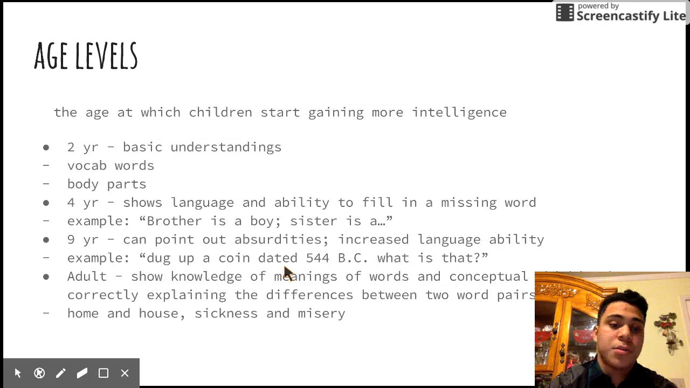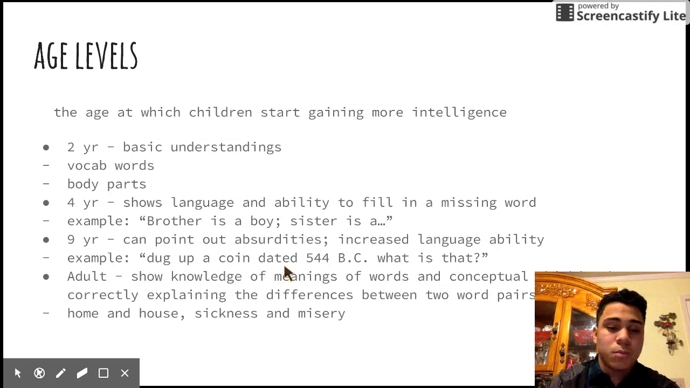Starting at 2 years, it's just basic understandings, vocabulary words, body parts. At 4 years, it shows language and the ability to fill in the missing word. For example, brother is a boy, sister is a girl. At 9 years, it can point out different stuff, with increased language and ability. For example, dug up a coin dated 544 BC. What is that? And they'll know what it is.